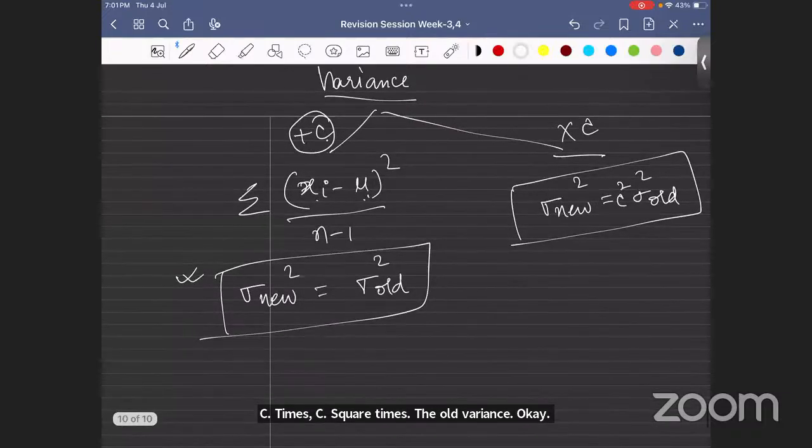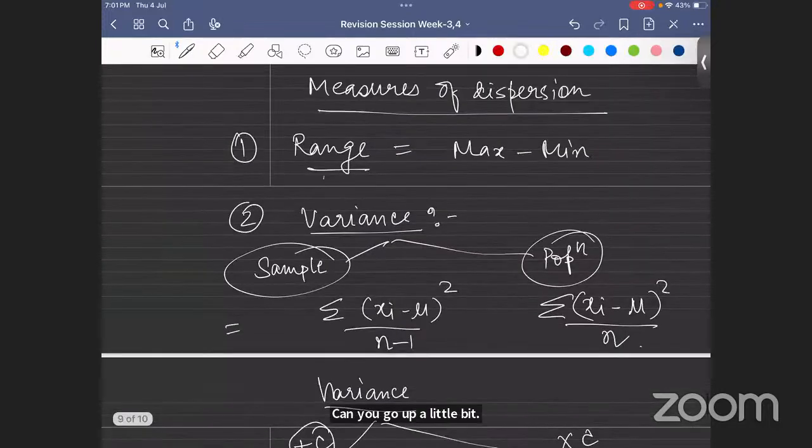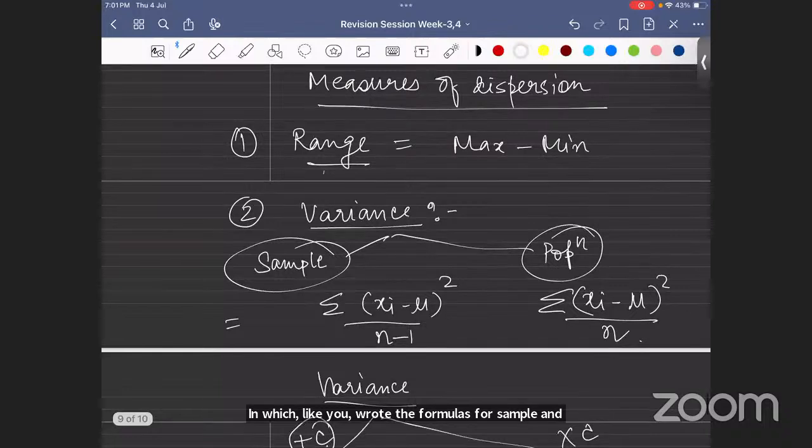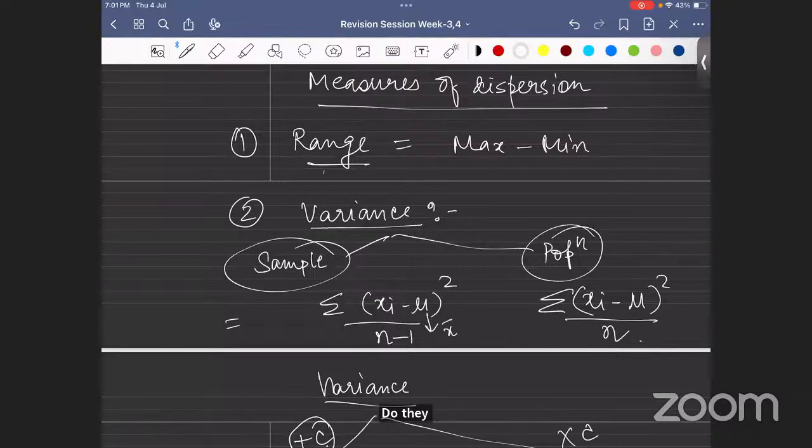Sir, yeah, can you go up a little bit, to where you wrote the formulas for sample and population variance? Here, isn't the formula for sample variance (xi minus x bar) the whole square, or do they mean the same? This is basically the mean only. So you write it as x bar. Yeah, the mean you write either as x bar or as mu. Both are the same.